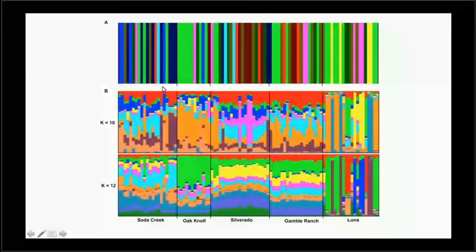Okay, so the question is, if you go to a vineyard here in Soda Creek and you get an isolate, and then you look back at the entire population, can you assign that isolate to one of these populations? Theoretically, you would think that the Soda Creek isolates would be more closely related to the Soda Creek isolates, while the Silverado isolates would be more closely related to the Silverado isolates. Okay, these are different representations of the answer to that question.